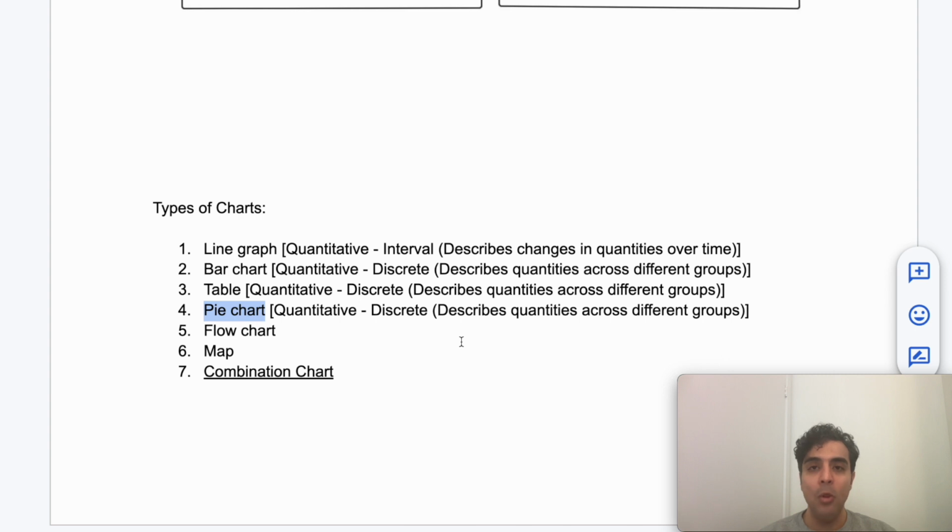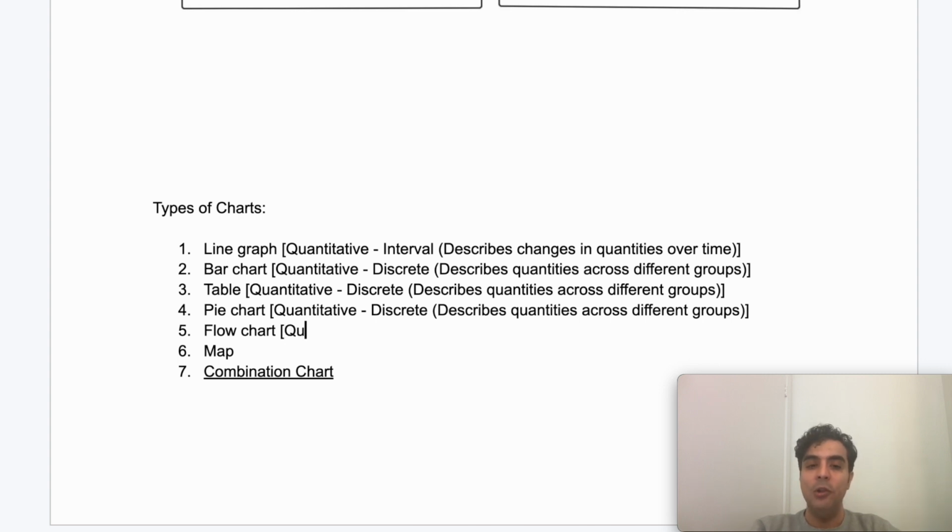So in a table, you may have percentages. In a bar chart, you may have percentages, but in a pie chart, you always have percentages and a fixed total amount. So keep that in mind, even though we're going to review this later in one of our future lectures. What about a flow chart?